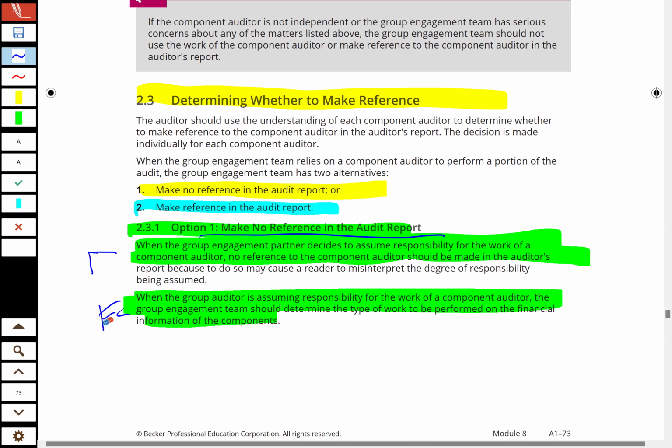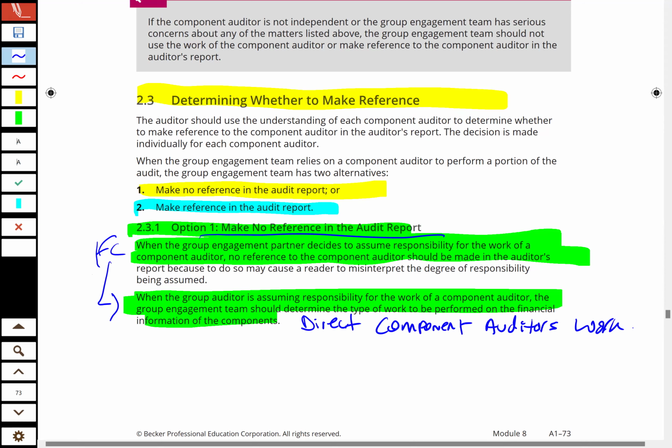So let's just make that a flashcard here. You assume responsibility, and what? You're going to direct the work of those component auditors. And you can even put that on the flashcard: direct component auditors' work.